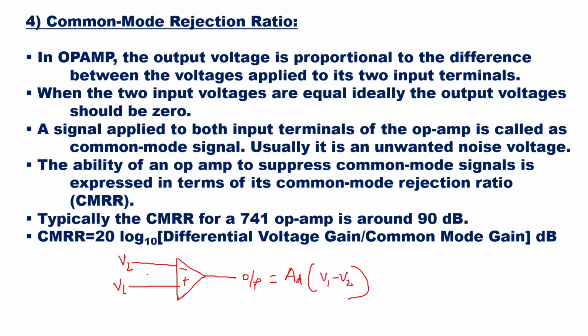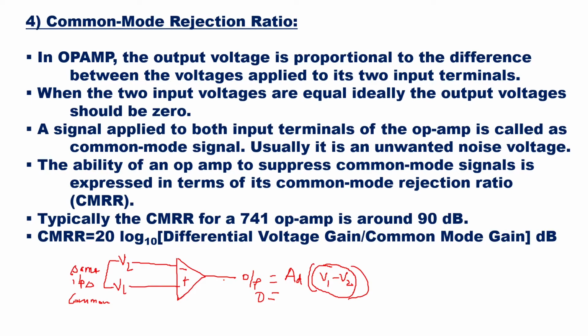Now, say both the inputs are the same. Same inputs are called common input. If both inputs are the same, then V1 minus V2 will become 0. That means the output has to be 0. So if both input signals are common, the output will be 0. That means it is rejecting when the inputs are common, and amplifying when the inputs have a difference. It will amplify only the difference between the two inputs. If both inputs are the same, the output will be 0, because the difference between the two will be 0.